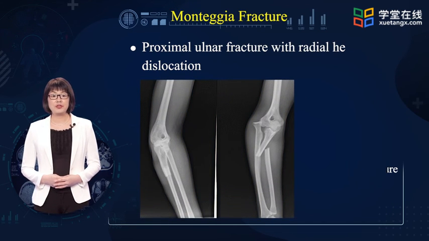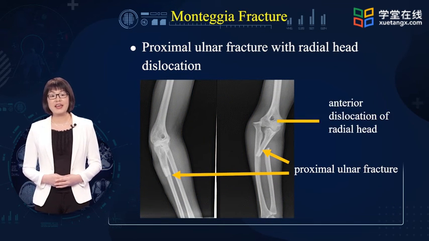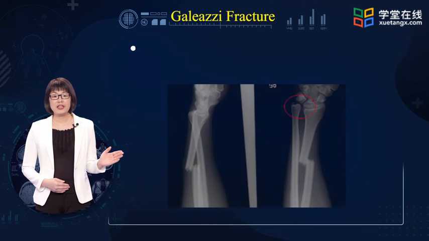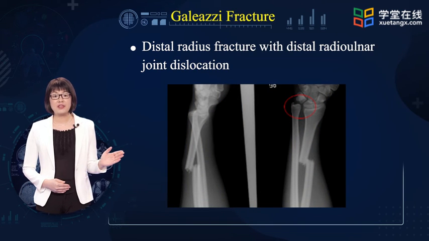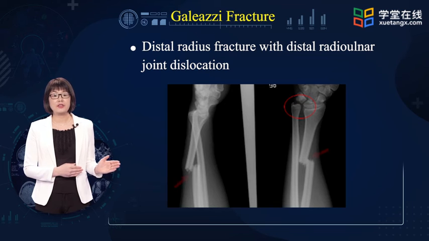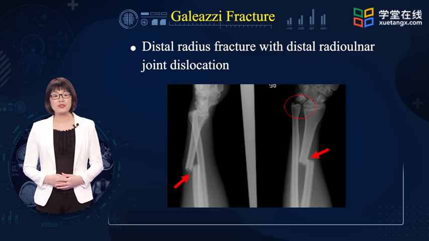Monteggia fracture refers to proximal ulnar fracture together with the radial head dislocation. You can see this very clearly on your right. Galeazzi fracture refers to the distal one-third fracture of the radius, associated with dislocation of the distal radioulnar joint. This Galeazzi fracture results in shortening of the distal radial fracture, red arrows, along with dislocation of the distal radioulnar joint, red circle.